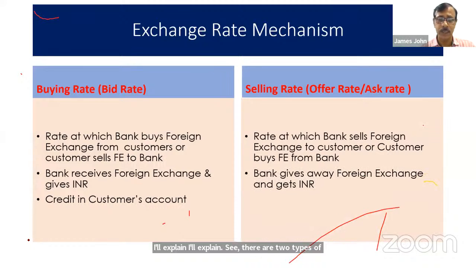See, there are two types of transaction. One is buying, another is selling. For a buying transaction, the bank applies the buying rate. Buying rate is also known as bid rate. For a selling transaction, the bank applies the selling rate. Selling rate is also known as offer rate or ask rate.